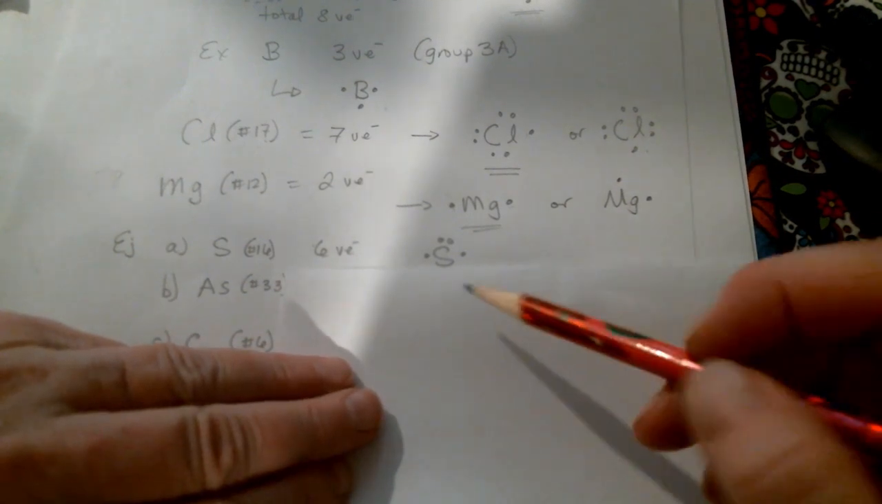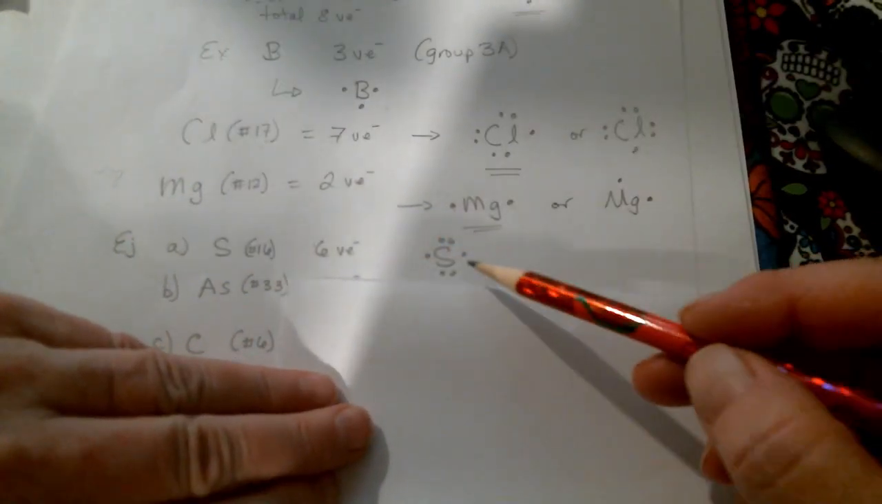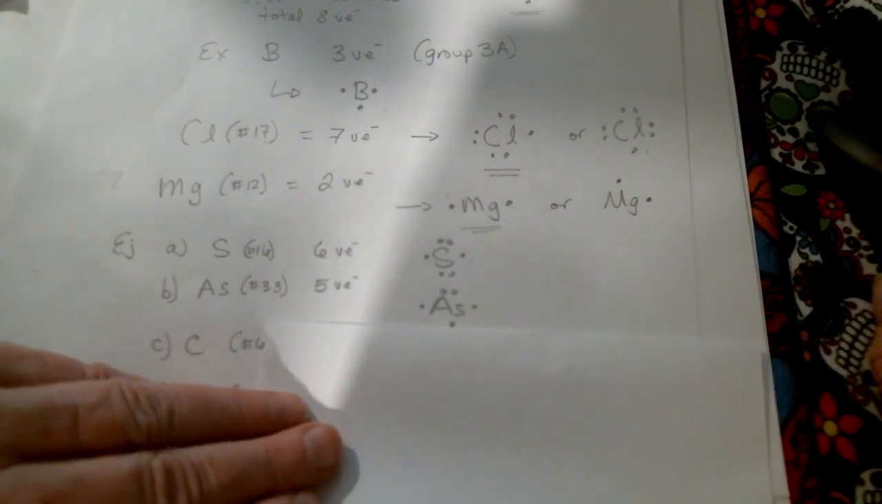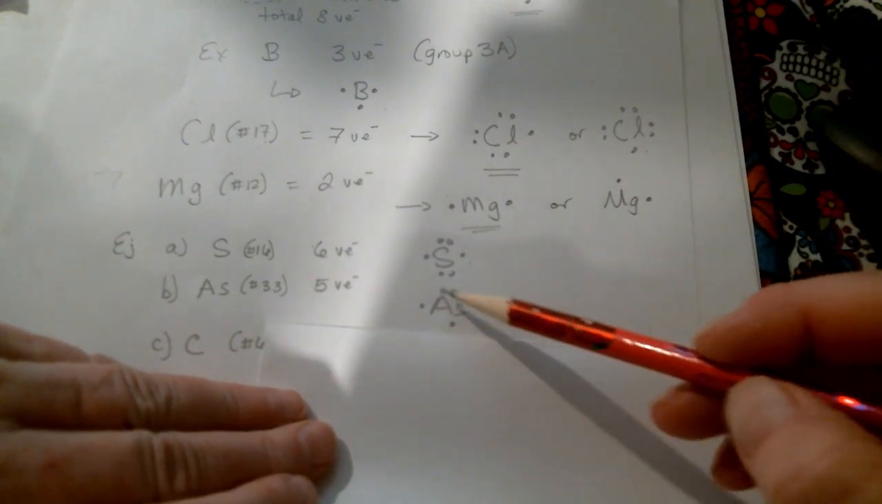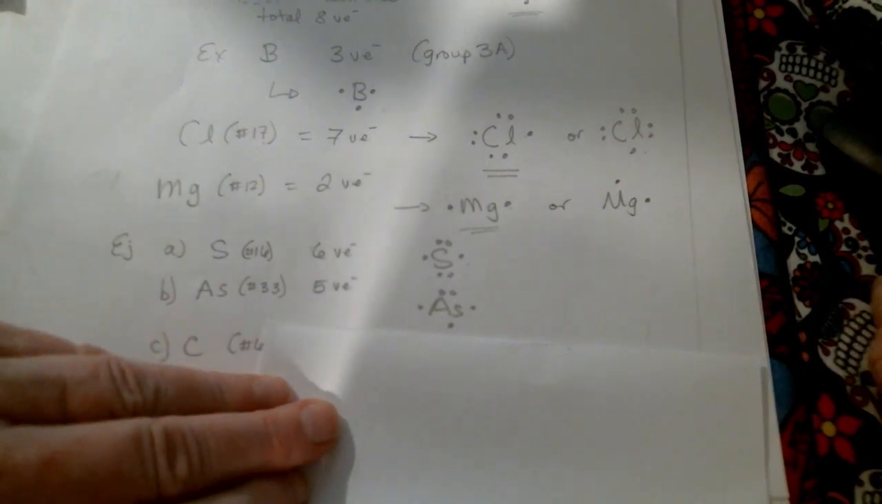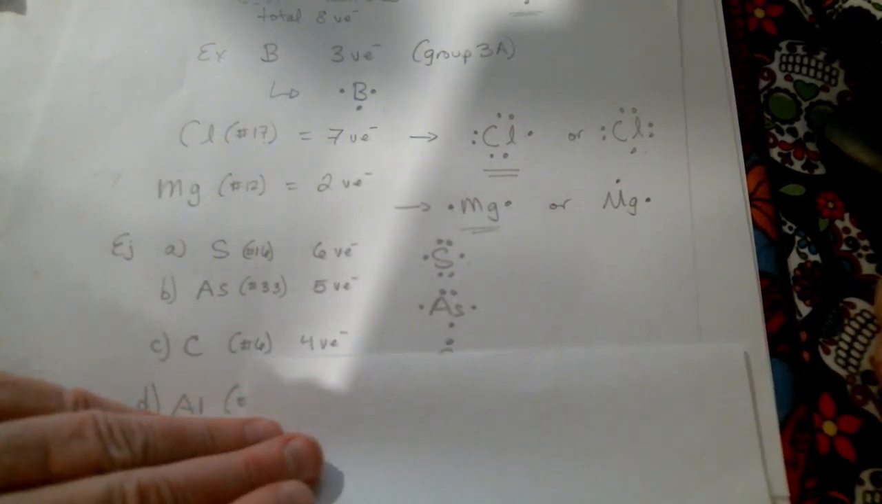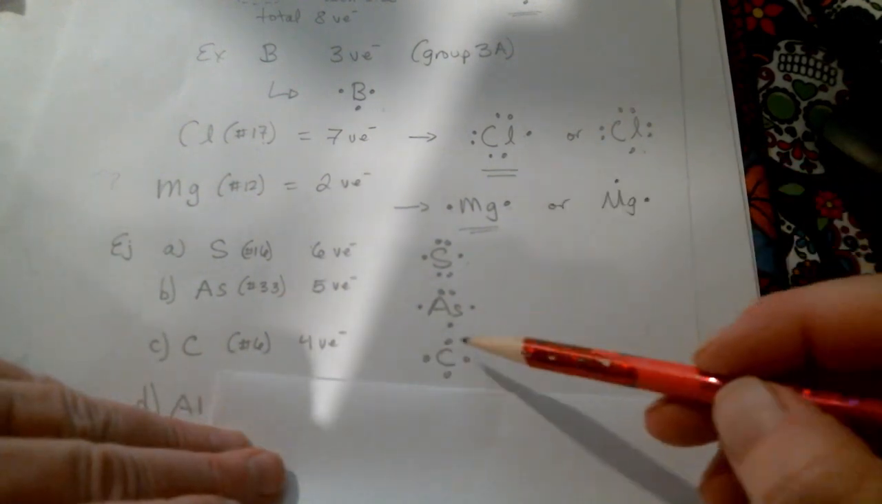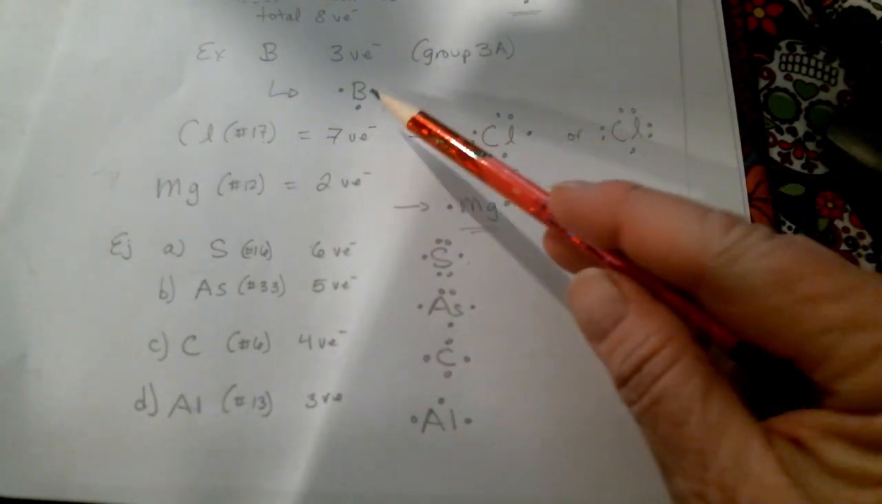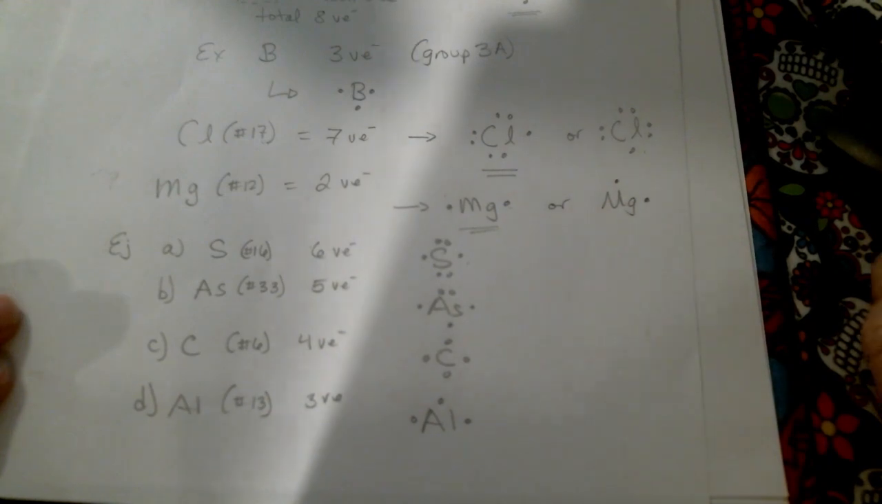Okay, so sulfur has 6 valence electrons, and so I'm going to put this as my Lewis dot structure. I have 5 valence electrons for arsenic, same as nitrogen. If you'll notice, they're in the same group on the periodic table, so they should have the same Lewis dot structure. Carbon has 4, and so I'm not going to have any paired electrons. And then aluminum only has 3, and it's in the same group as boron, so they should have the same electron structure.